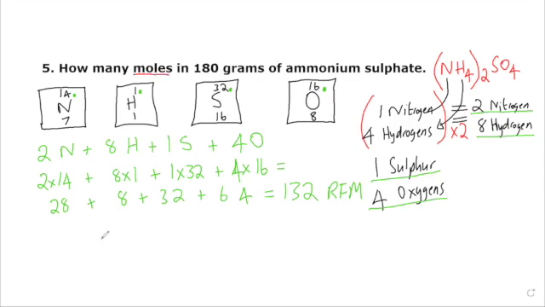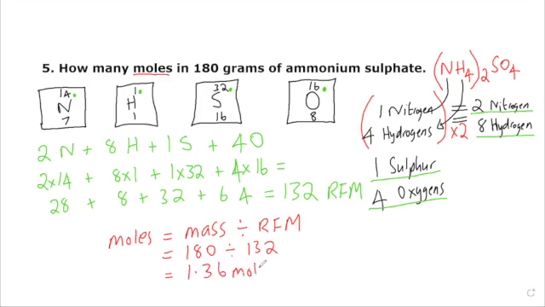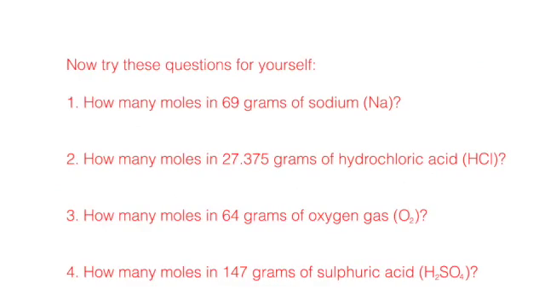Now, as before, we're working out number of moles. We need to write the formula again. Moles equals mass divided by relative formula mass. So the mass is given to you in the question. It's 180, the formula mass we worked out. Divide it by 132 and put the numbers in your calculator, and we get 1.36 moles, rounded to 2 decimal places. Slightly trickier question this was, but quite likely to come up in an exam anyway.